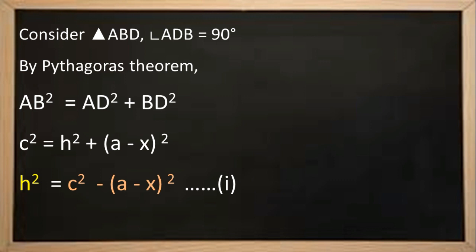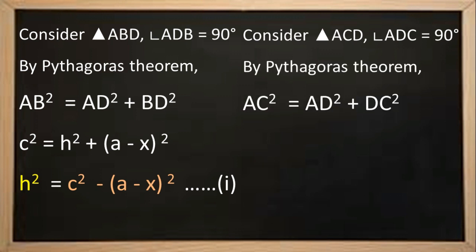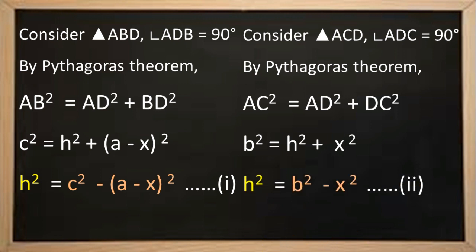Consider the one more triangle, that is ACD, as angle D is 90 degree. Apply the Pythagoras theorem. AC square is equal to AD square plus DC square. Substitute the values of b, h and x. And again here also we can find in both the equations h is common. So rewrite the equation in terms of h. From result number 1, we got h square is equal to c square minus (a minus x) whole square. And from result number 2, we got h square is equal to b square minus x square. Let us equate result number 1 and result number 2.